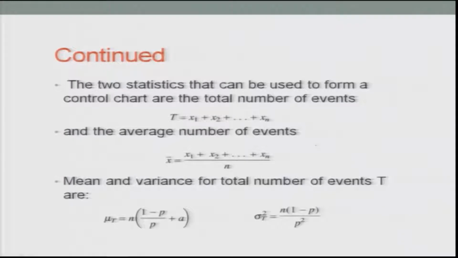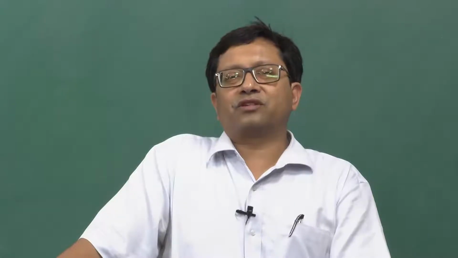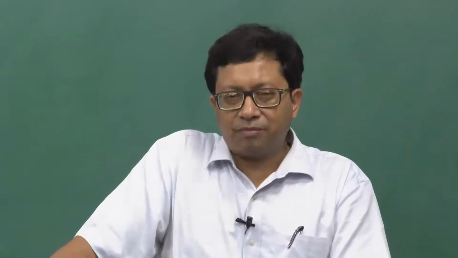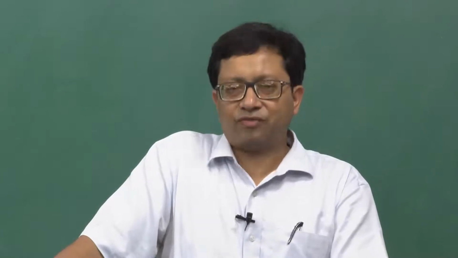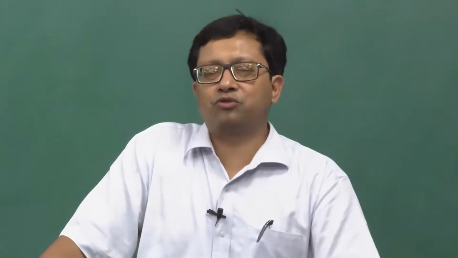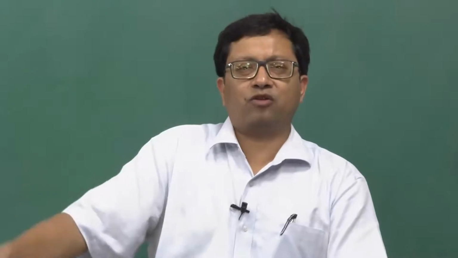So, there are two statistics which you can use. They would be the total number of events. The total number of events would be counted as x1, x2, x3, x4 till xn, and generally we would be interested in finding out the average of the total number of events. Events may be, for example, good items passing, bad items passing, or white color boards being produced, depending on whatever your outlook is.